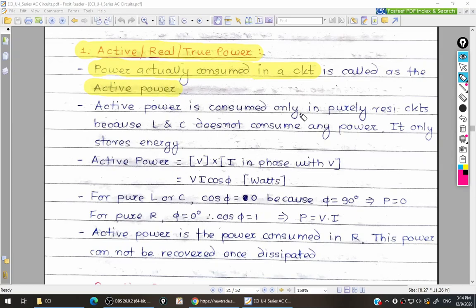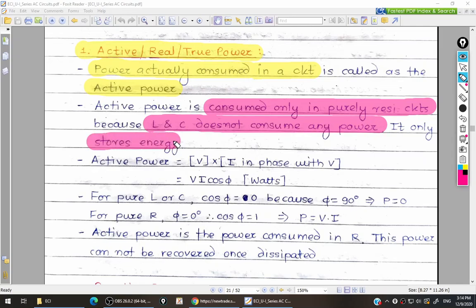Now we know that our circuit has three types of components: resistor, inductor, and capacitor. And you know that power is consumed only in a purely resistive circuit, because inductor and capacitor do not consume any power. They only store the energy. So active power is available only in the case of resistance. If resistance is not connected in the circuit, active power will be zero.